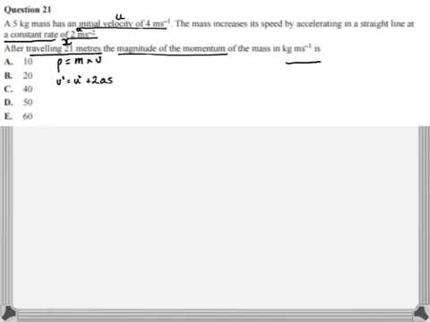Now let's work out final velocity. We substitute our values in. 16 plus 84 gives you 100, so v is 10 meters per second. Then we take our value for v and we work out what momentum is. 50 kilogram meters per second, and it's option D. Alright, very good. Let's try the next one.